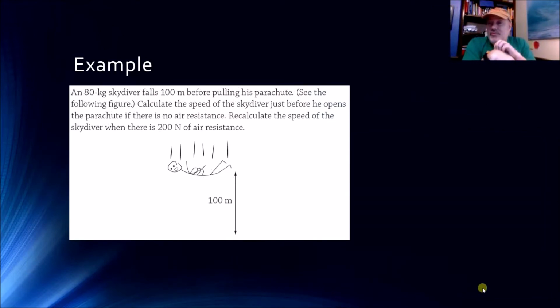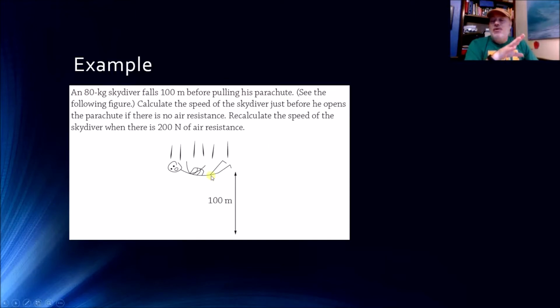Okay, in this example, we have a skydiver who falls 100 meters before pulling their parachute. See the figure. Calculate the speed of the skydiver just before they open their parachute if there's no resistance, and then recalculate it if there is air resistance of 200 newtons.